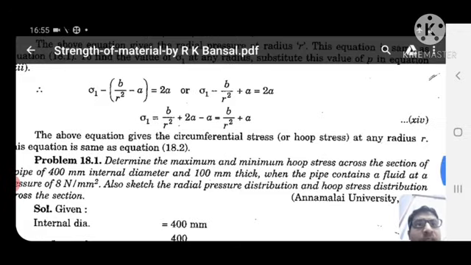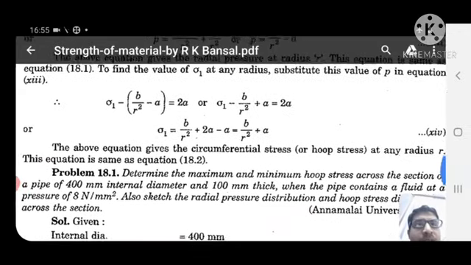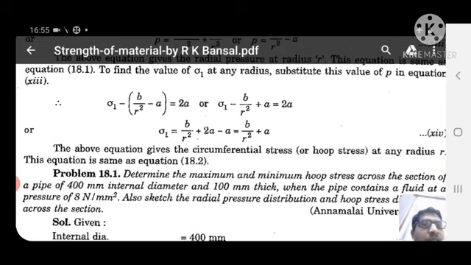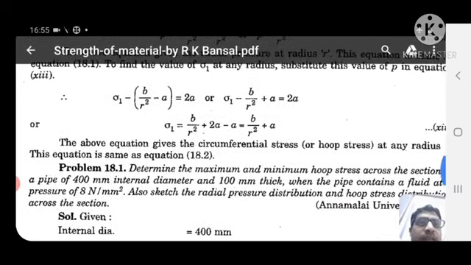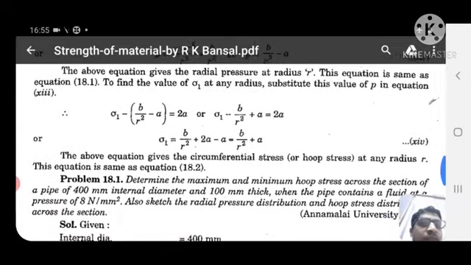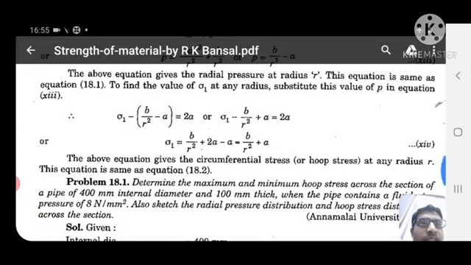So previously we have already discussed the circumferential stress or hoop stress at any radius r. The equation is sigma 1 equal to b by r square plus 2a minus a, so that is equal to b by r square plus a. Today I am discussing numerical problems.